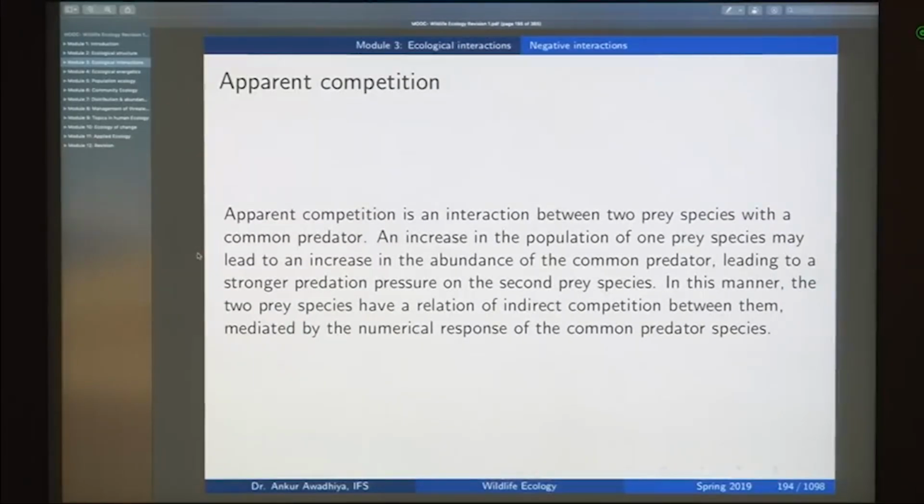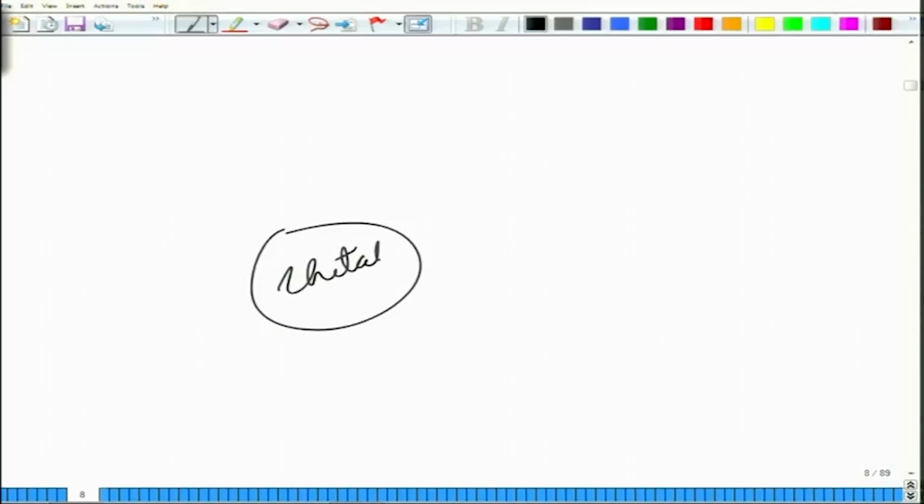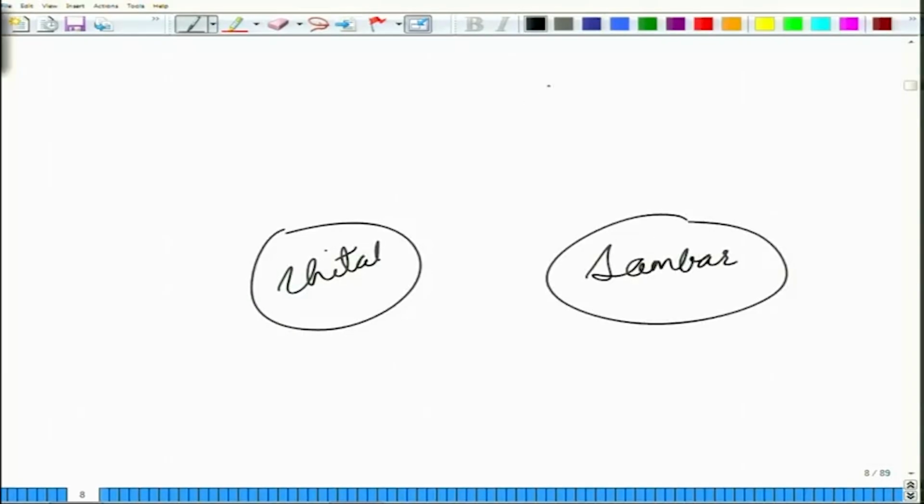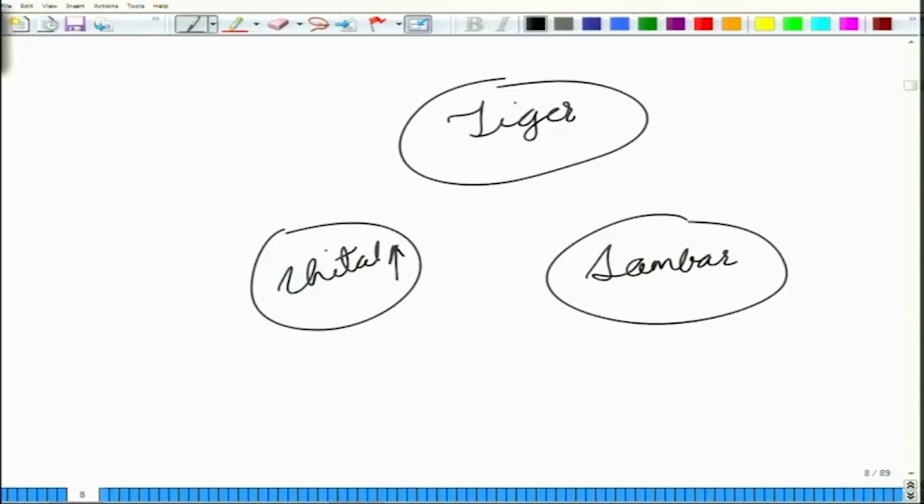Then we have apparent competition, it is an interaction between two prey species with a common predator. So, a good example is that of cheetal and sambar. So, here you have cheetal and here you have sambar, and both are having a common predator which is tiger. Now, if the cheetal population increases, the tiger gets more amount of food, the tiger population increases.